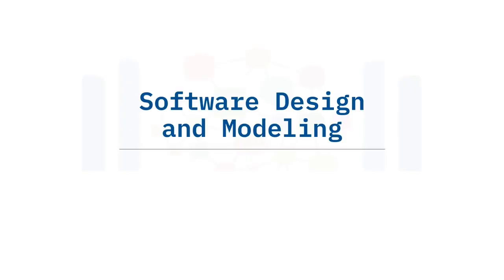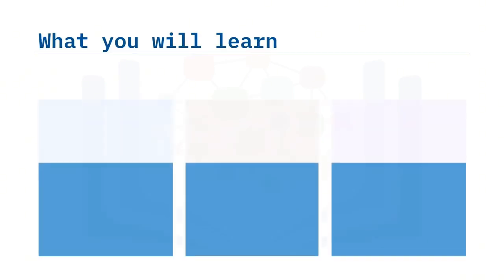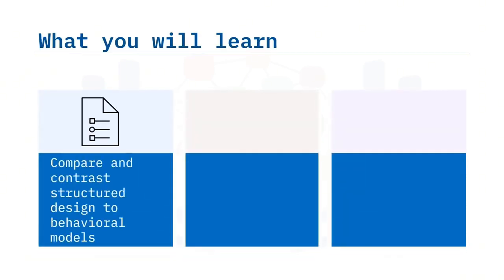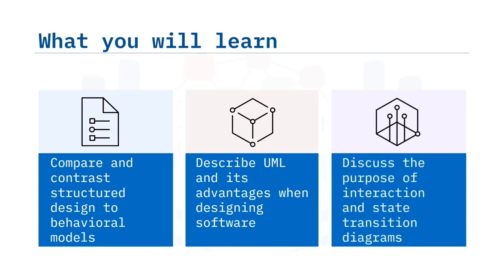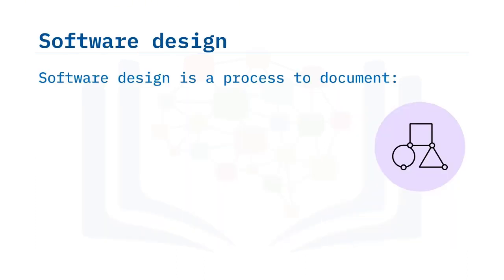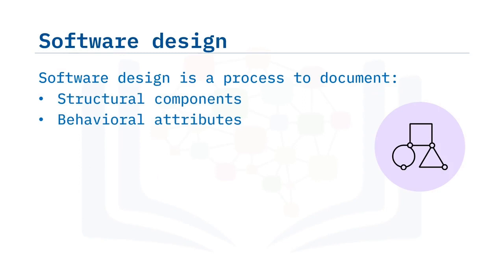Welcome to Software Design and Modeling. After watching this video, you will be able to compare and contrast the terms structure design and behavioral models, describe Unified Modeling Language, or UML, and its advantages when designing software, and discuss the purpose of an interaction and a state transition diagram. Software design is a process during which structural components and behavioral attributes of the software are documented before it can be developed.